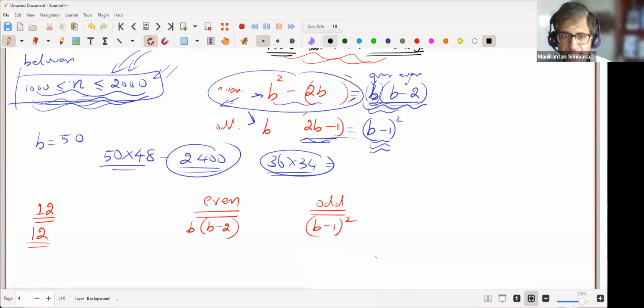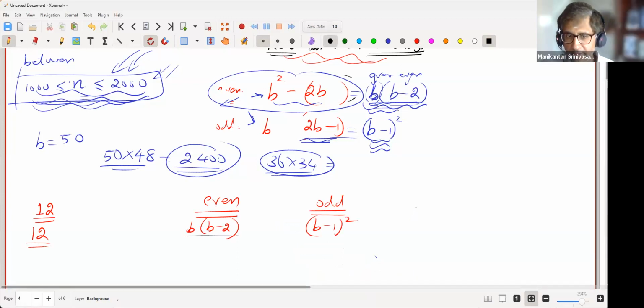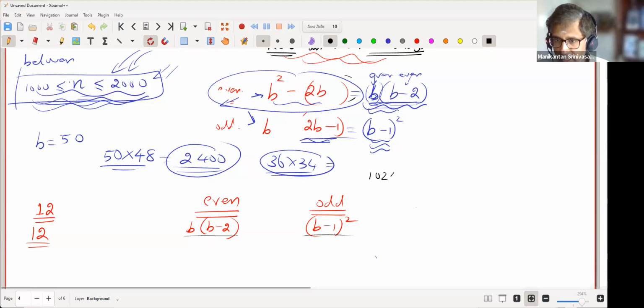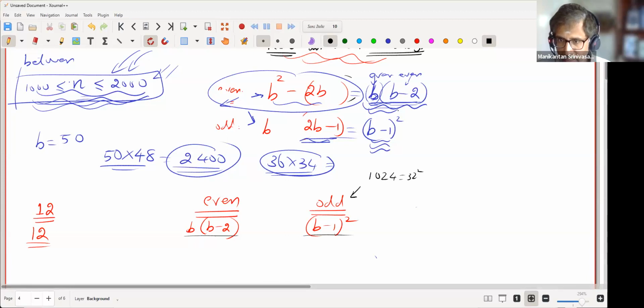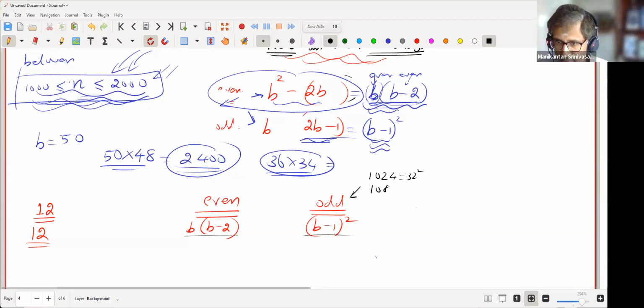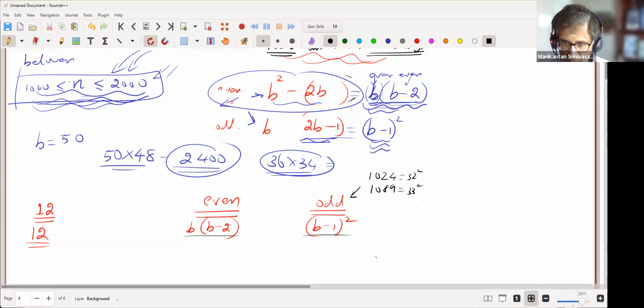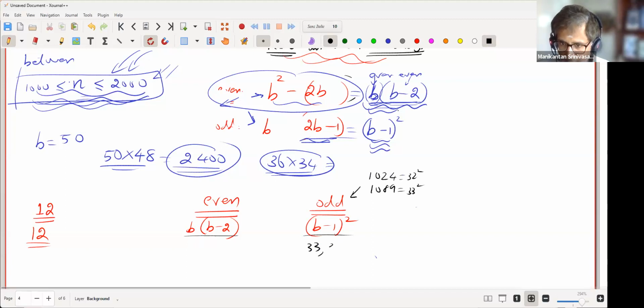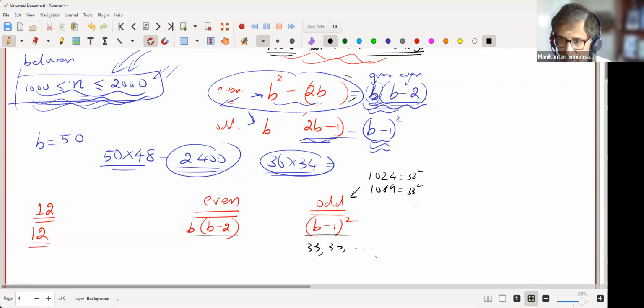Okay, let's start to discuss, guys. So for even we have an expression, for odd we have an expression. Let's do the odd, which is b minus 1 whole square, right? The perfect square just after 1024 is 32 square. So let me do the odd case. 33 square will be 1089. If you know this, that's great. So 33 will work, 35 will work, and all that will work.